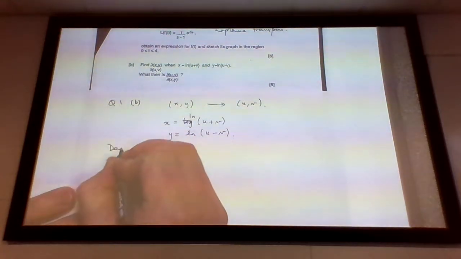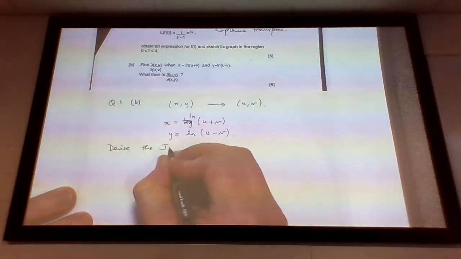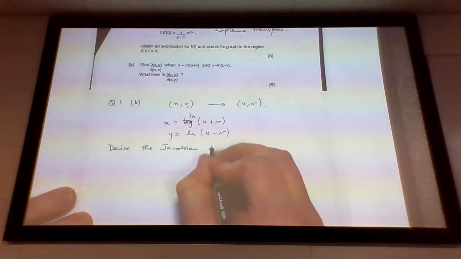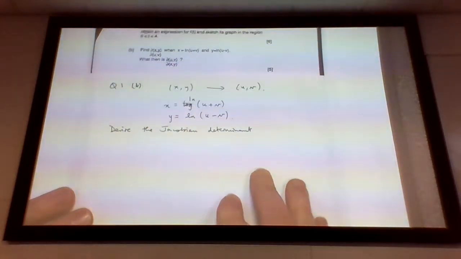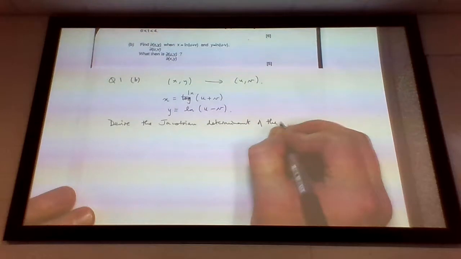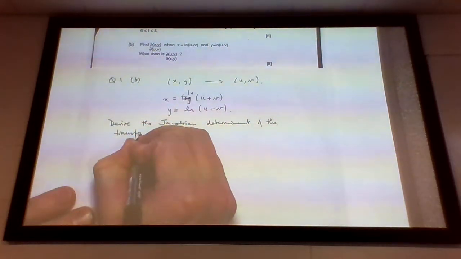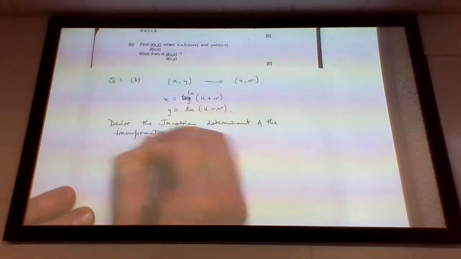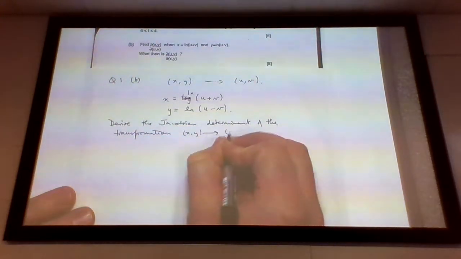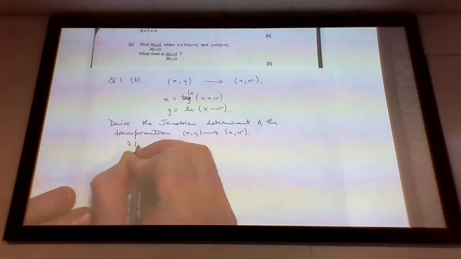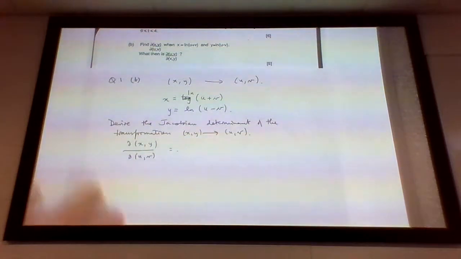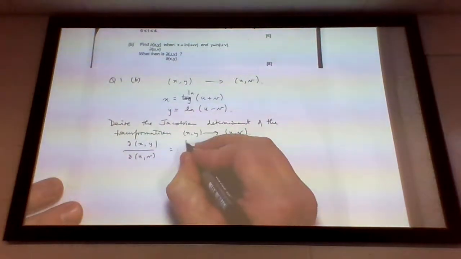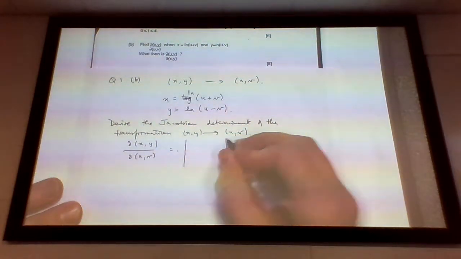Okay? So we need to derive the Jacobian determinant of the transformation from the xy coordinate system to the uv coordinate system. So this is the object ∂(x,y)/∂(u,v), this Jacobian. Now, in order to answer this, you need to know what that means. This is the determinant of the 2 by 2. Well, here it's 2 by 2 because these are two-dimensional coordinate systems.